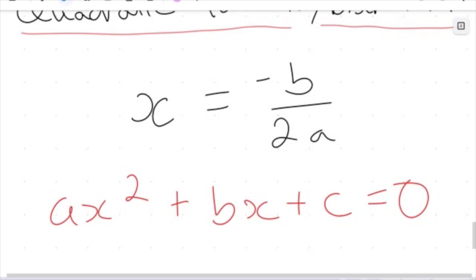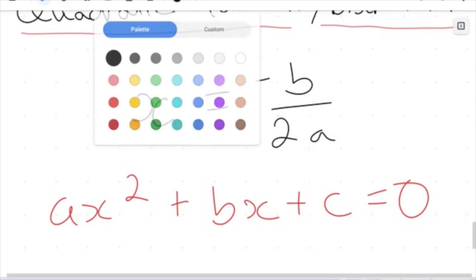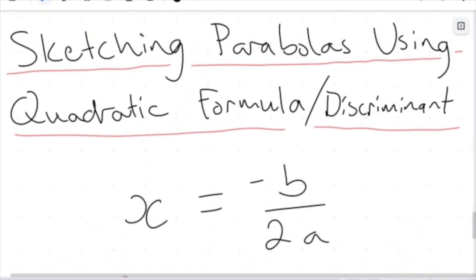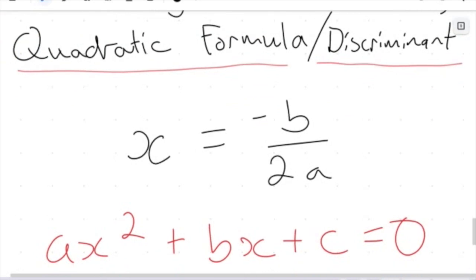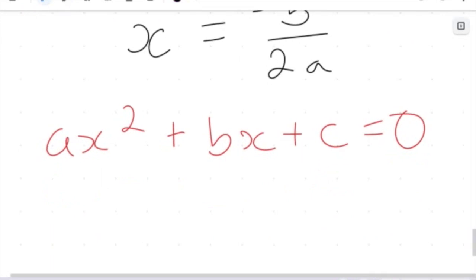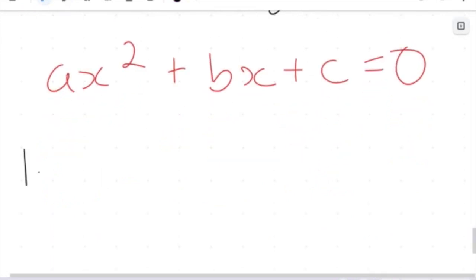Now, what we're going to do in this video is take this along with the quadratic formula and the discriminant in order to sketch some parabolas. We're also going to use what we talked about to find the turning point. So let's jump straight into a question, because I did a lot of talking in the last one and I just want to get straight into doing some examples.